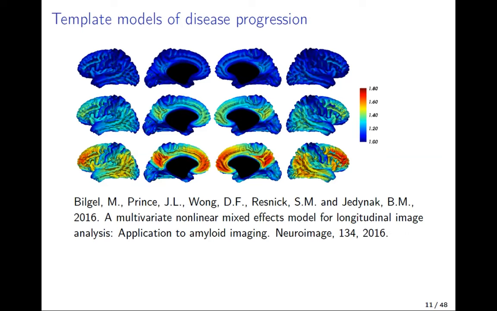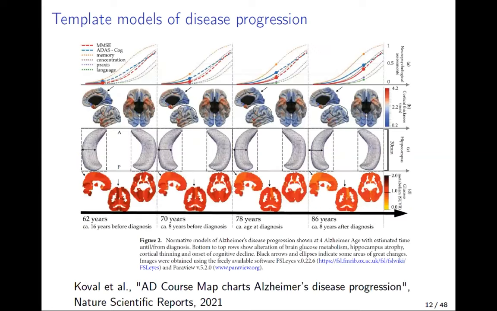And when you go from top to bottom, you see the way PET amyloid develops in the brain. And this is a recent model from our friend in Paris, Koval here, where they have a pretty comprehensive model looking at a large collection of biomarkers. And they have actually a pretty large number of random effects in this model, also on the vertical axis.